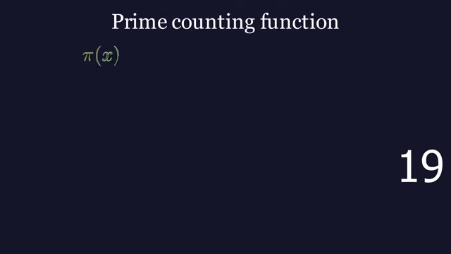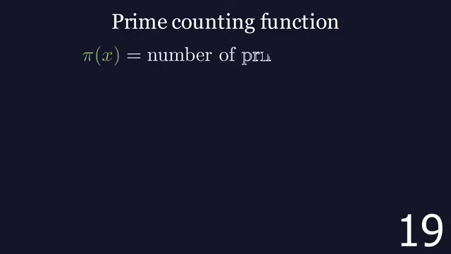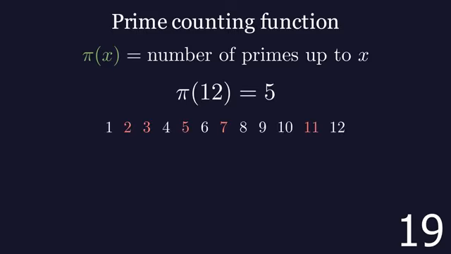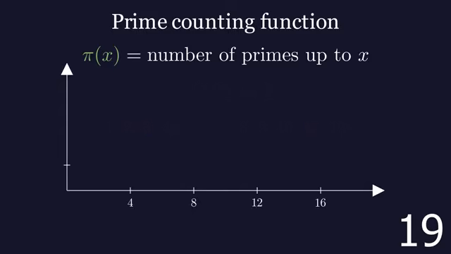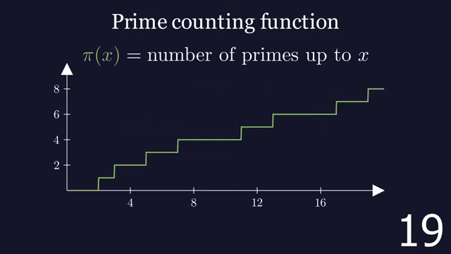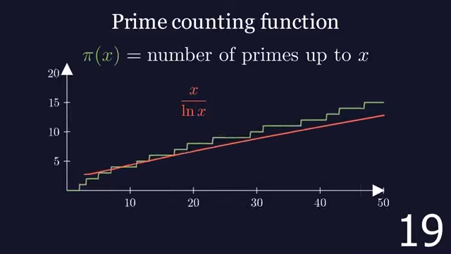Next, let's construct a prime counting function denoted as pi of x. This function returns the number of primes up to a given number. For example, pi of 12 equals 5, because there are 5 prime numbers up to 12. We can graph this function, and we can approximate it with the function x over ln of x.